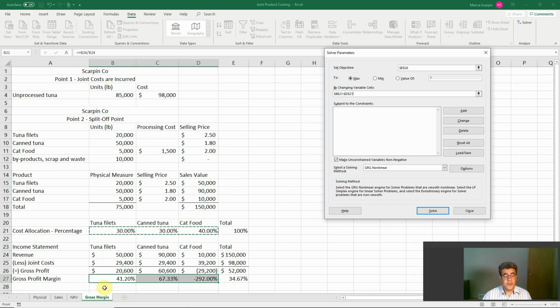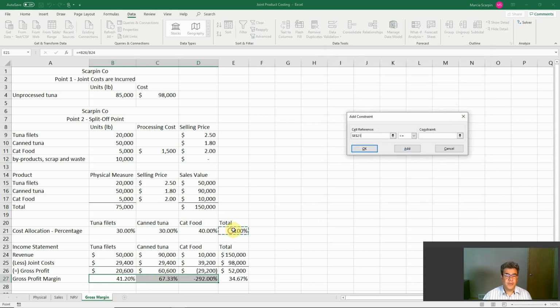And we have constraints here. These three numbers must be the same, and this total must be 100%. So let's add our constraints here. The first one, the total of the cost allocation must be equal to 1 or 100%. Let's add the second one. This gross profit margin must be the same as this gross profit margin here. Let's add another one. The second gross profit must be equal to the third gross profit.